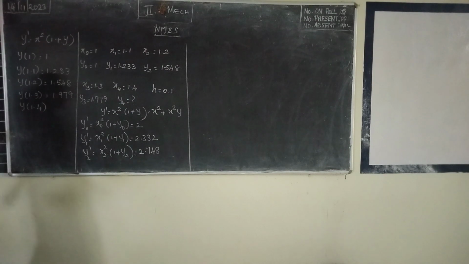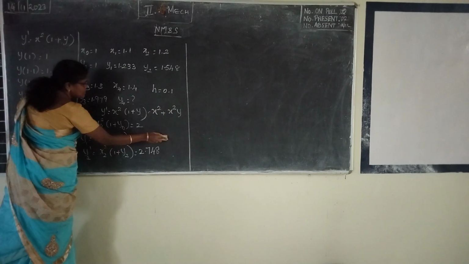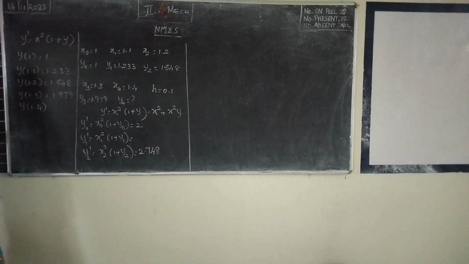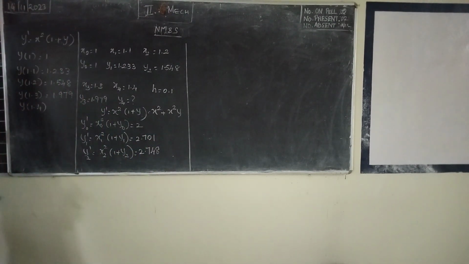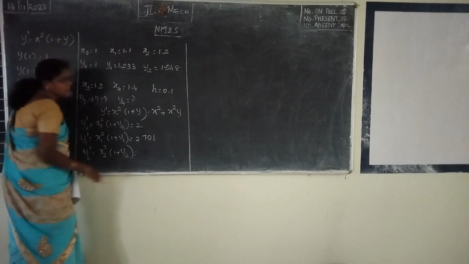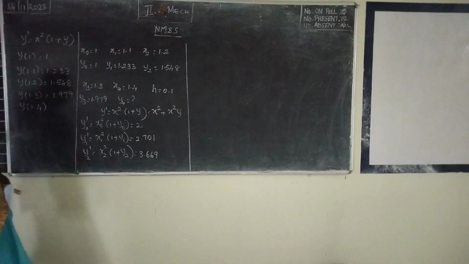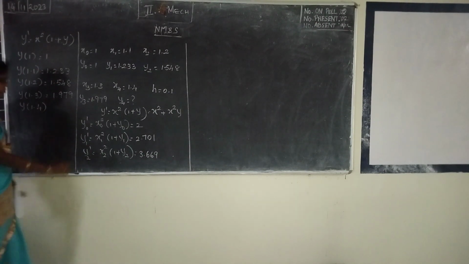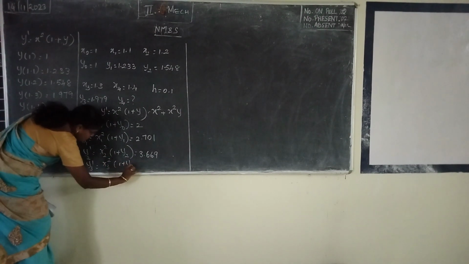What mistake are you making in calculation? y1 dash comes as 2.701. y2 dash is 3.669. Others check it by y3 dash equal to x3 square into 1 plus y3.